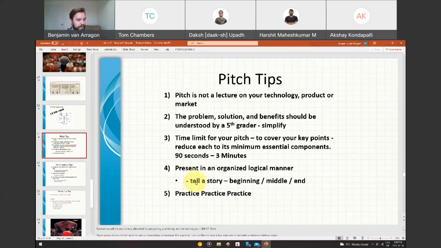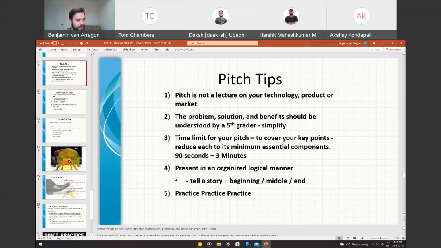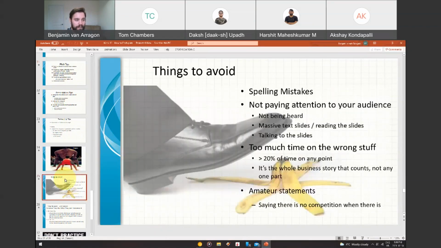Yeah, tell that story that I was talking about. Choose a nice font too. Things to avoid: spelling mistakes on your PowerPoints, not paying attention to your audience, massive text slides, or talking to the slides. Now that's more of an in-person tip, right? If you have your slides here and you're facing away, talking to them, that's bad. Whereas if my slides are behind me and I have them memorized, or I have a little monitor here, I'm facing the audience, right? You don't want to spend more than 20% of your time on any particular part. So when you explain the problem, the solution, and how it helps people, try to move through them evenly.